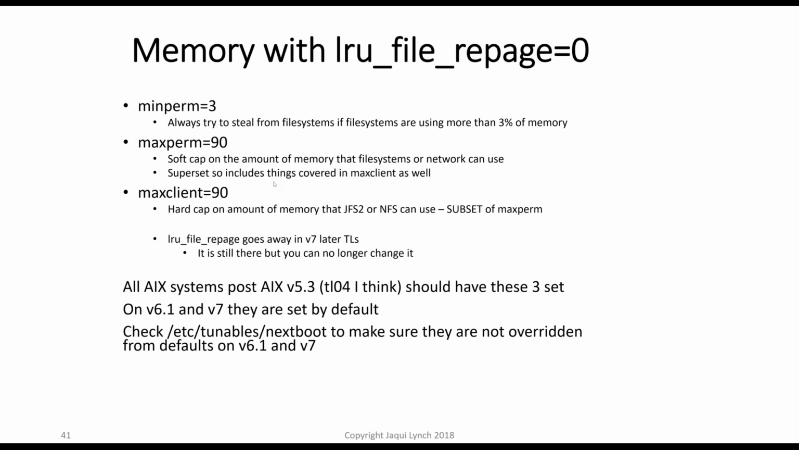I'm hoping none of you are running AIX 5. In fact, I'm hoping you're not running AIX 6 anymore. Basically, in an AIX 6 or higher system, none of these last 4 should be set on your system. The thing to note is that max-client is a subset of max-perm, and it is a hard cap on memory. So if you set that to 20%, you can have available memory and your JFS2 file system can't use it. You don't ever want to do that to yourself.